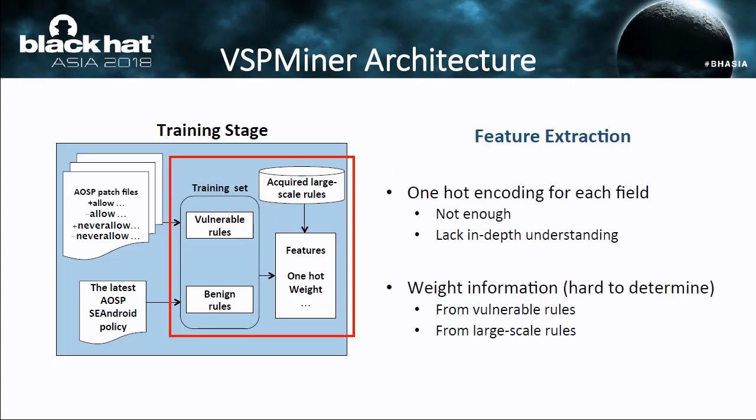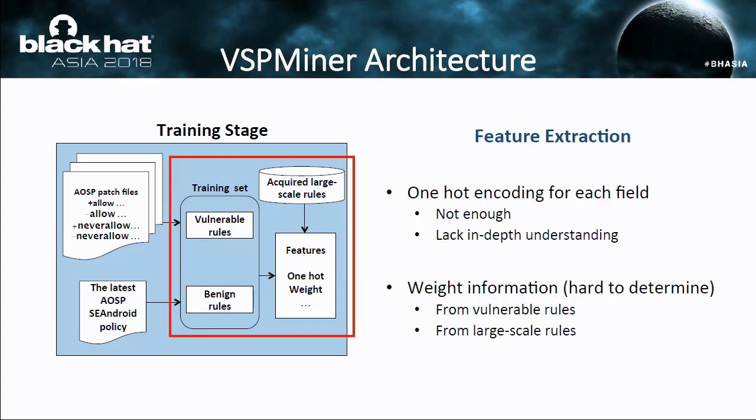Based on the training set, we will try to do the feature extraction. Naturally, we would want to use one-hot encoding for each field. But after a preliminary investigation, we found that it's not enough, because such features lack the in-depth understanding of experts and also attackers. Some rules are more critical, which cannot be explained by the features. So we try to assign weight information to the rules to better explain whether the rule is vulnerable or not.